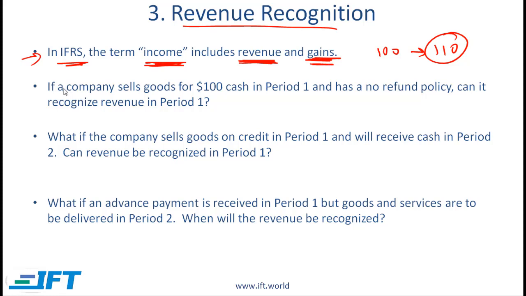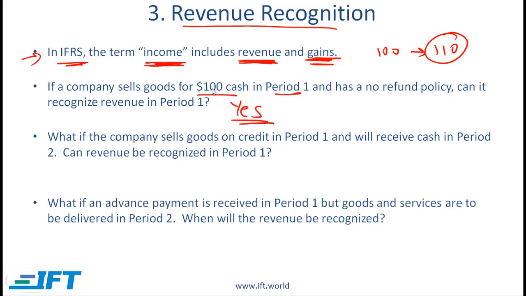Now coming to the concept of revenue recognition. When a company sells goods, can it recognize revenue in the period where it quote unquote sells? If a company sells goods for 100 cash in period 1 and has no refund policy, can it recognize revenue in period 1? And the answer is an unambiguous yes, because clearly the goods have been sold, the customer cannot return the goods, and the customer has paid cash.